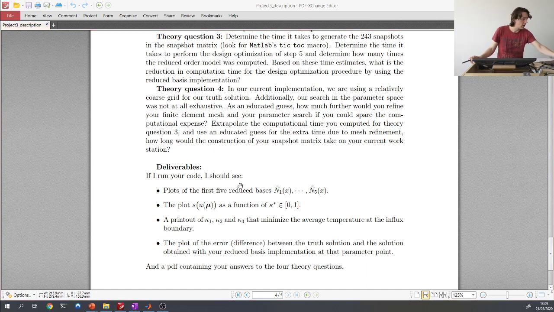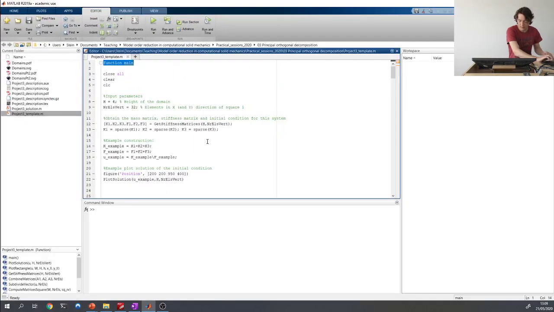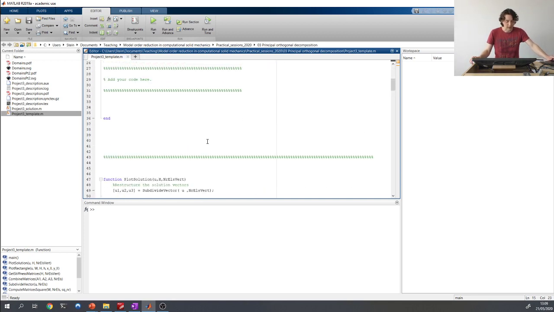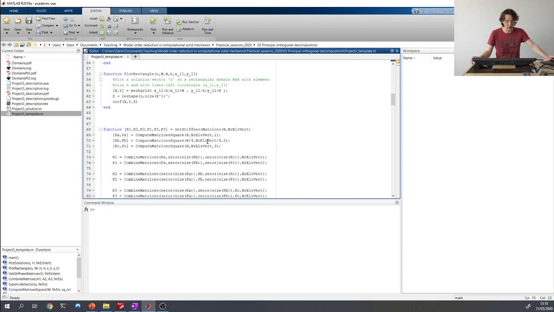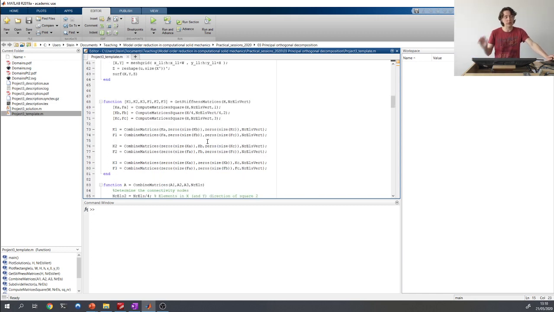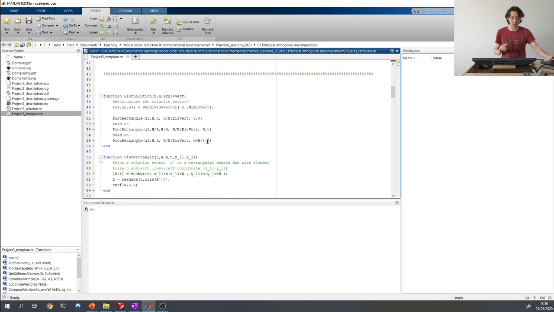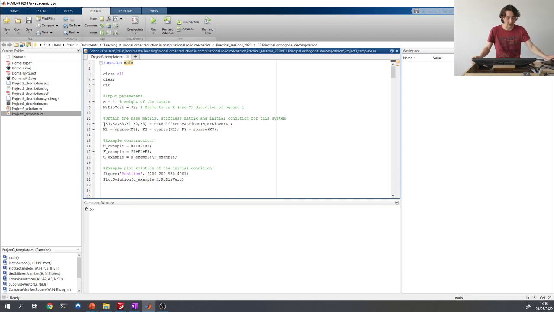Lastly, again, I'll give you a new Matlab template. Clearly it looks very, very similar to what we've done before. So again, I have a section here where you can add your code, and I have plotting functions. The way that I structured this, I've written the code in such a way that you actually get the individual stiffness matrices and the individual force vectors for each of the different squares. Those are the blocks that you'll need in the affine decomposition. So you already have that all set up. In the first function you already get the stiffness matrices for each of these.